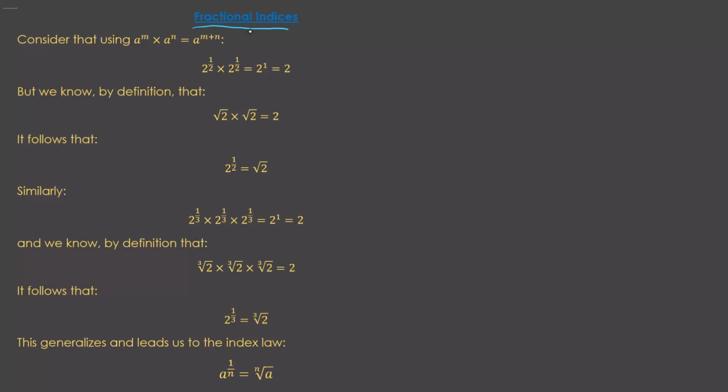Fractional indices. Consider that using a^m times a^n is a^(m+n), 2^(1/2) times 2^(1/2) would be 2^1, which is equal to 2. So we know that when we're in this situation, because of this index law, we add the indices, and 1/2 plus 1/2 is 1. And of course 2^1 is just 2.